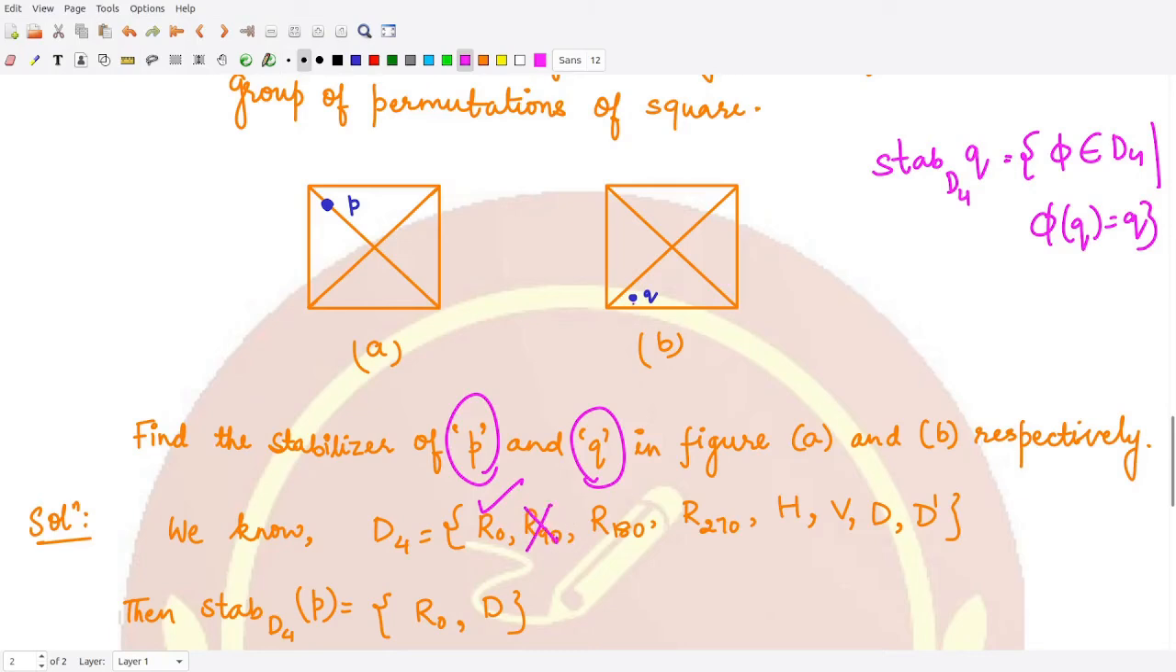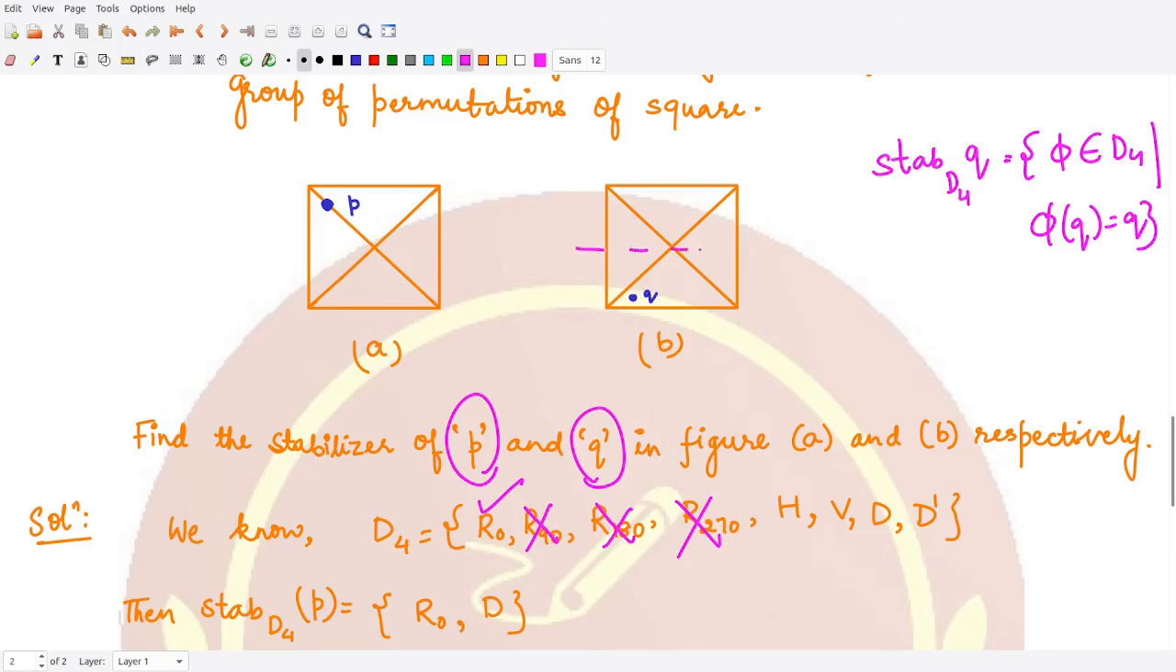What about 180? When you apply rotation of 180, Q will come first to one place and then to another, so the positions of the two Q's are not the same. Therefore R180 would also not be present in the stabilizer of Q. What about 270? For 90, 180 and then 270, it will come to a position that is not the same as the original. So 270 is not a member of the stabilizer of Q.